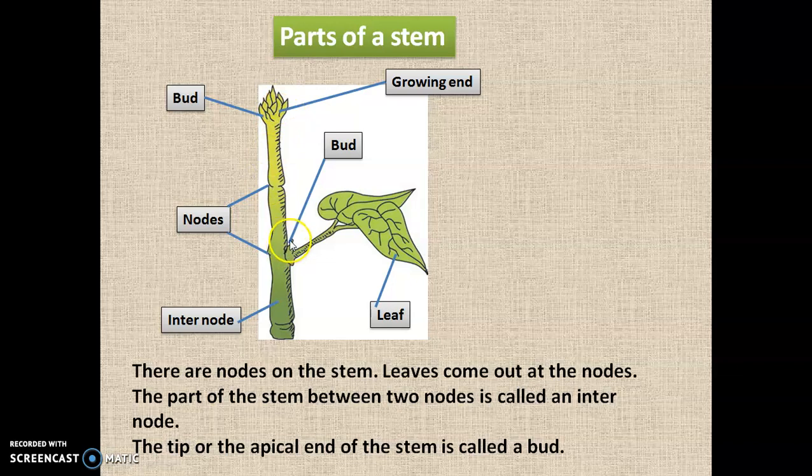Here also one bud is there. From here also a new leaf will grow. So this is also a bud. There can be many buds on a stem, at the apical or top end or in between also. From whichever place the new leaves come out or a new branch is going to form is a bud.